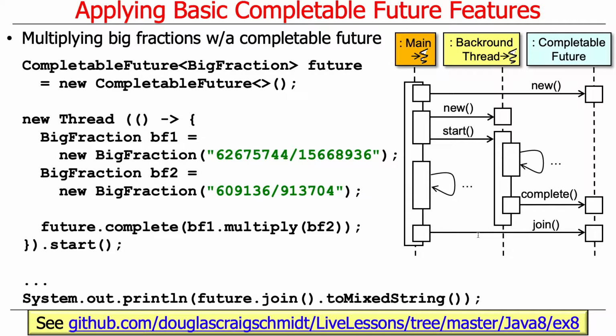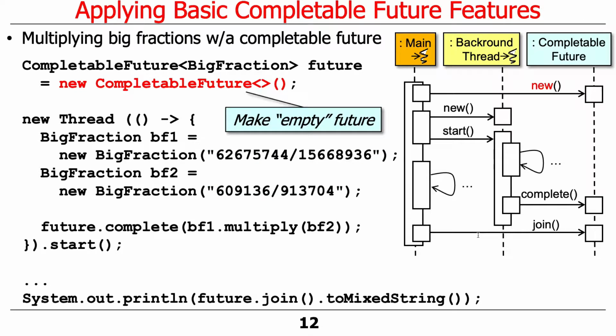This is the code over here, and this is a diagram showing the interactions between the various parties. So we've got a main thread, a background thread, and a completable future, and I'll highlight what's happening visually as we look at the code. And as usual, that's where you can get the code. What we're going to do first is make ourselves an empty future. So you can see this is a future that is not associated with any computation yet. It's just a placeholder that we can use to complete and wait on via join.